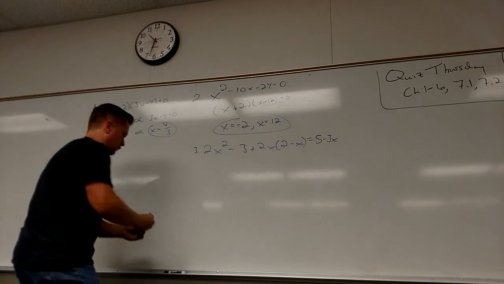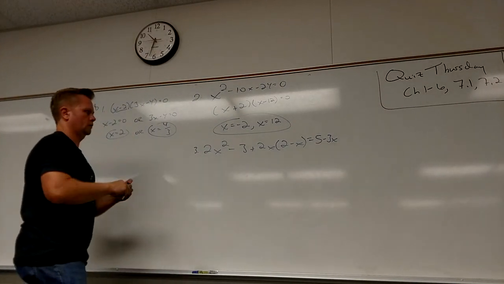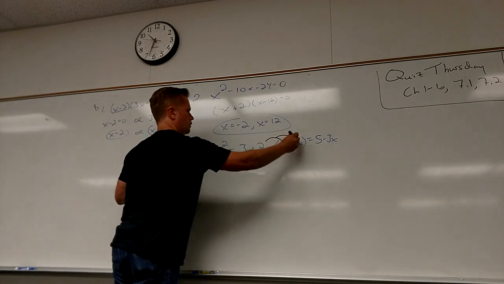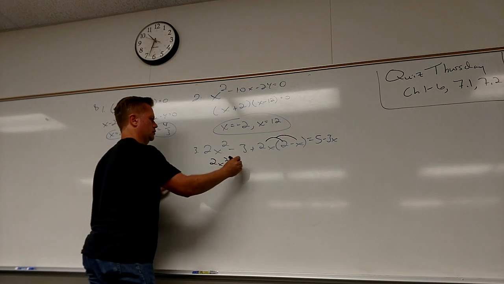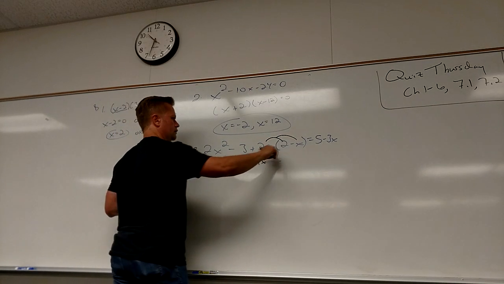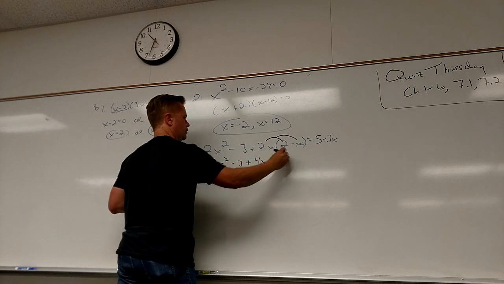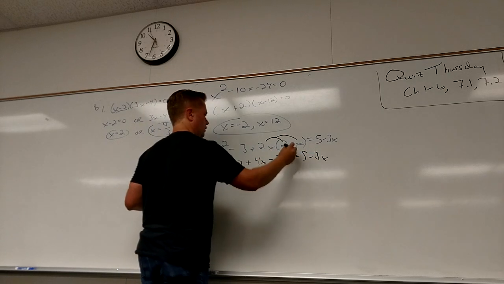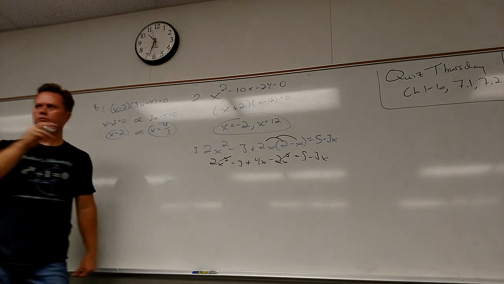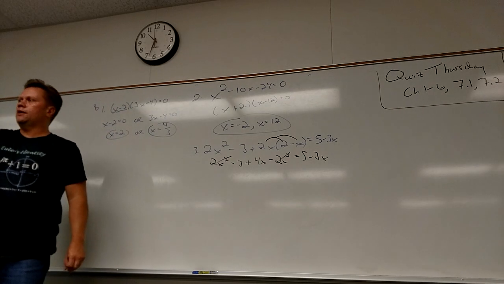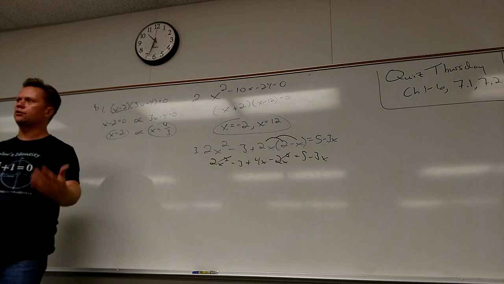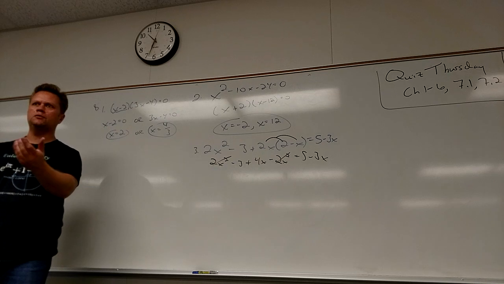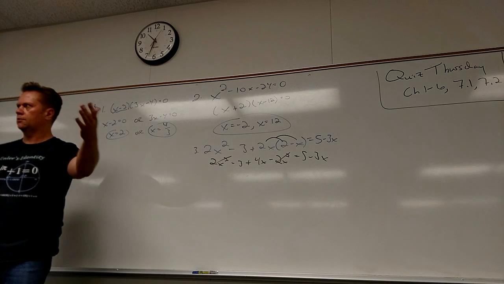So of course here, what do you do first? Multiply. Yeah. So you get 2x squared minus 3 plus 4x minus 2x squared. That's interesting. And now you just solve it the old-fashioned way. There's no higher powers on your x. All your x stuff is like terms. Get your x's on one side, numbers on the other side.